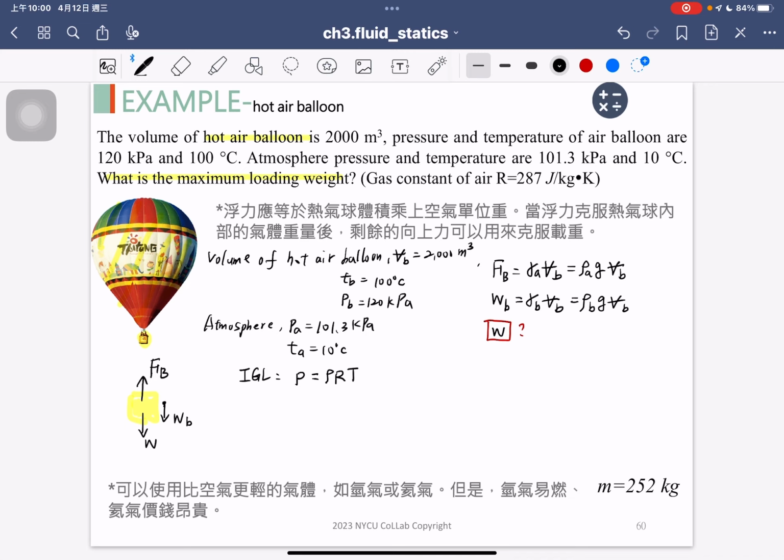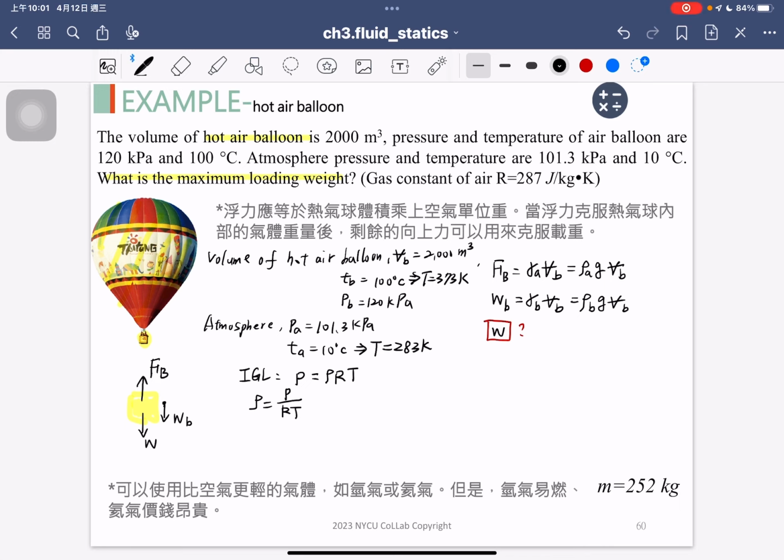The pressure will equal rho RT. So we know that rho will equal the pressure divided by the gas constant and the absolute temperature. Now we can convert the absolute temperature. T is 373 Kelvin, and here the absolute temperature is equal to 283 Kelvin. So we can individually compute the density for the atmosphere air and then the balloon air.